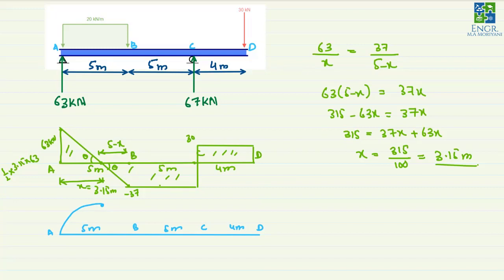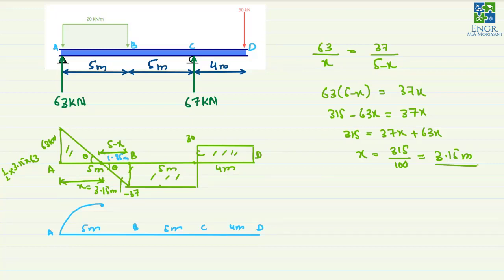The slope will be increasing, because this is a positive area. So this will be an increasing slope at this point, and after that, because this will be a decreasing slope, this curve will be pointing towards the downward direction. This area will be 5 minus 3.15, so the base for this is 1.85 meters. So this area is again half into base into altitude.